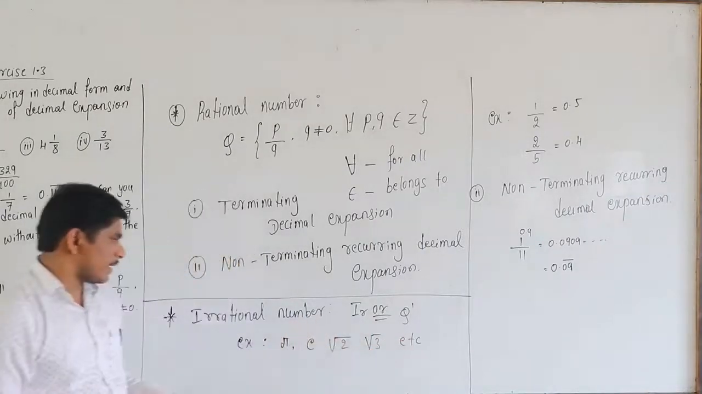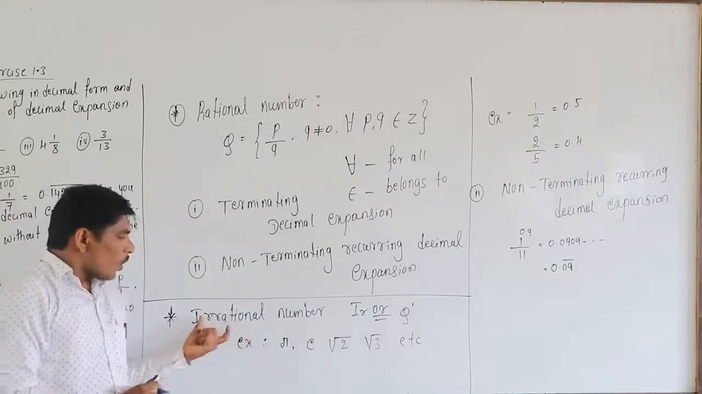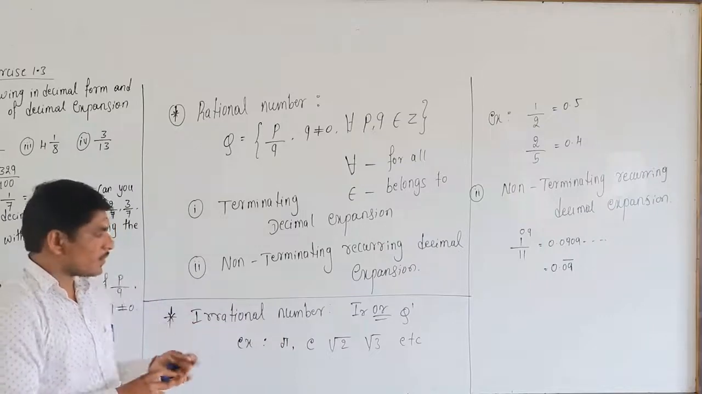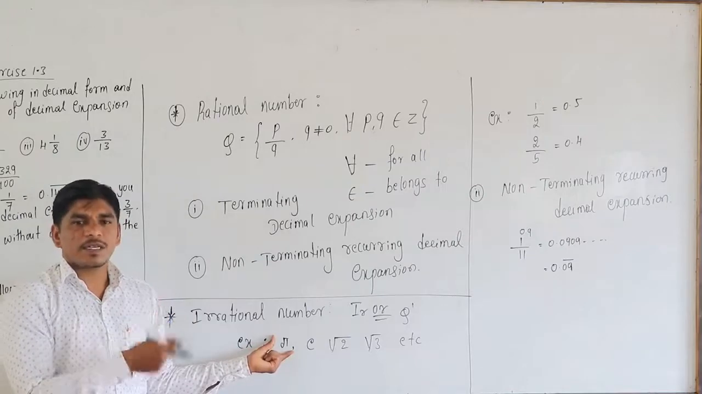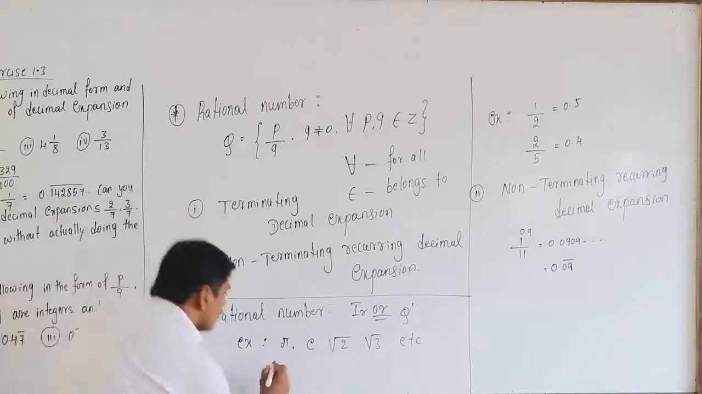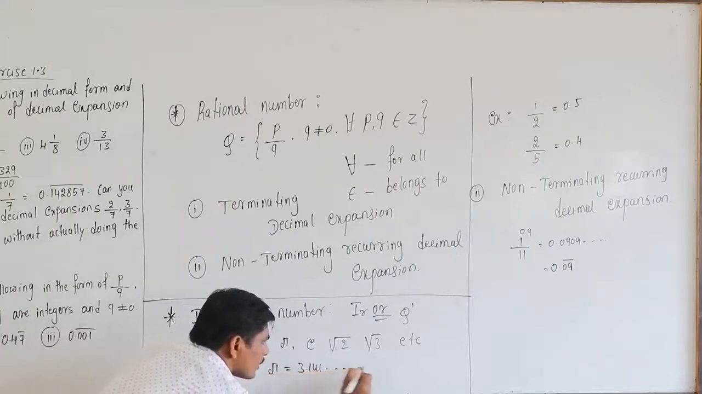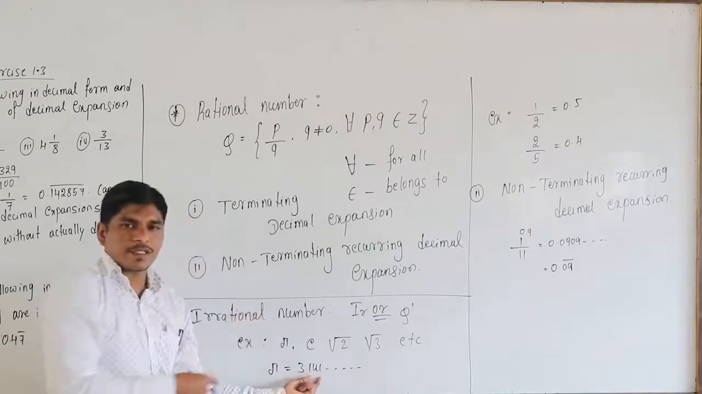It means an infinite number of irrational numbers are there. Now all the irrational numbers are non-terminating and non-recurring. It means after simplification the decimal numbers are not repeating or not recurring. For example, the pi value is 3.141 and so on. These decimal numbers are not repeating continuously.